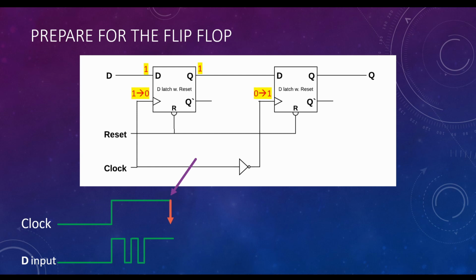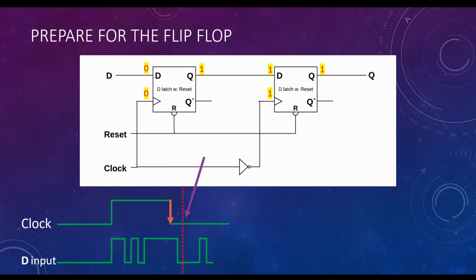When the edge arrives, the enable signal for the first latch is transitioning from 1 to 0, and on the second latch it is transitioning from 0 to 1. And therefore the second latch is consuming whatever is on the Q of the first latch, and that is expressed through the Q of the second latch and also of the whole flip-flop.